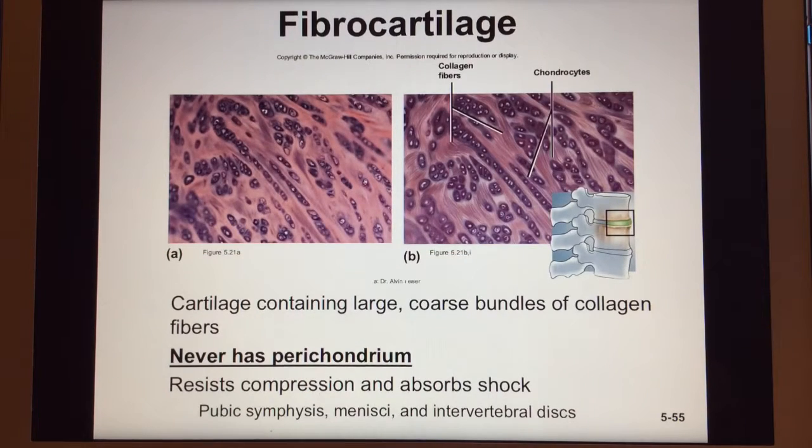And the last type is fibrocartilage. It has large, coarse bundles of collagen fibers, but maybe on your slide it might not look like fibers. You might struggle to see the individual fibers because they are in a clump, but the chondrocytes are there. It's just that the lacuna is not as obvious as in the hyaline and elastic cartilage, excuse me. It resists compression and absorbs shock. We see this in the pelvis and in between our vertebrae.